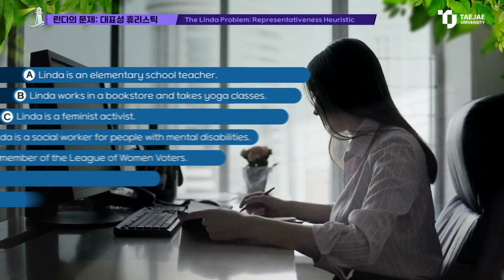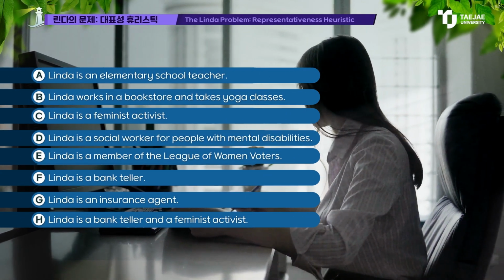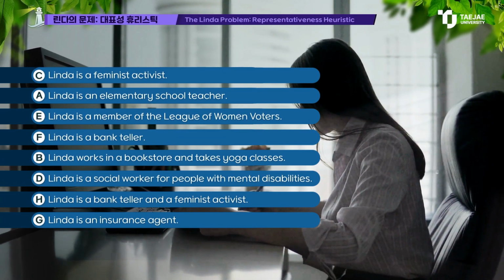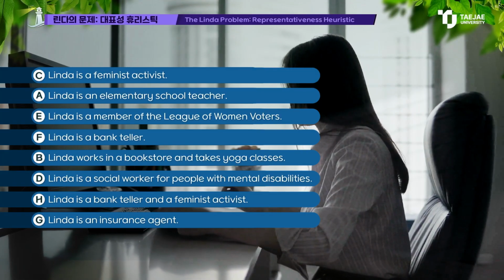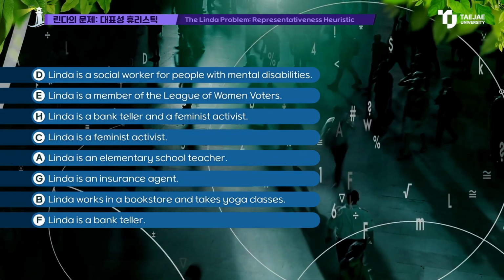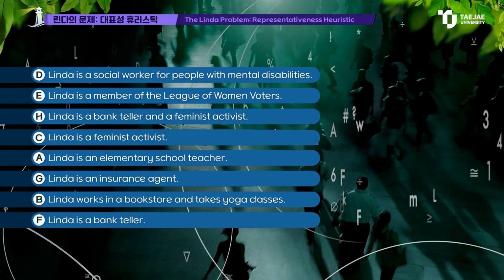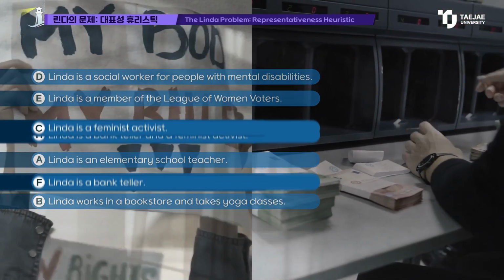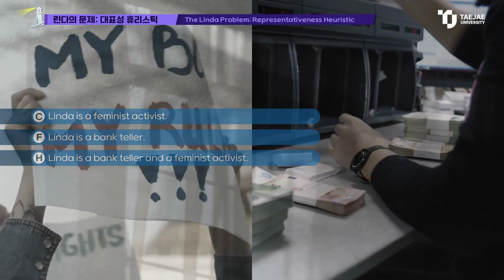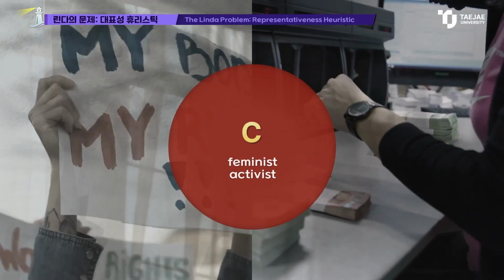Chances are, you rank them based on how well Linda's personality and background seem to fit each role. That is, how representative she seems of each description. But here's the catch: your rankings must follow a basic principle of probability. Let's focus on just 3 of the statements: C, F, and H.